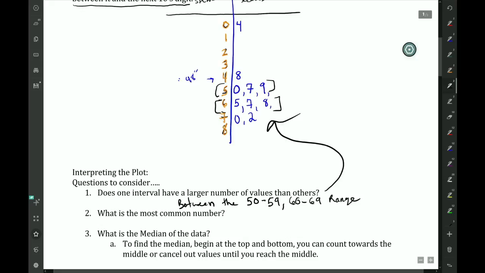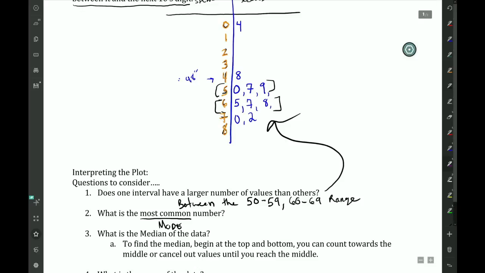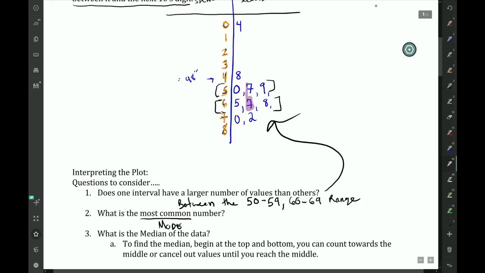What is the most common number? Most common, you should recall, is the mode. And there actually are no repeating numbers here. A lot of times students may see these 7s and think, oh, that's the same number, but careful, one is 57 and one is 67. So there actually is no mode for this.